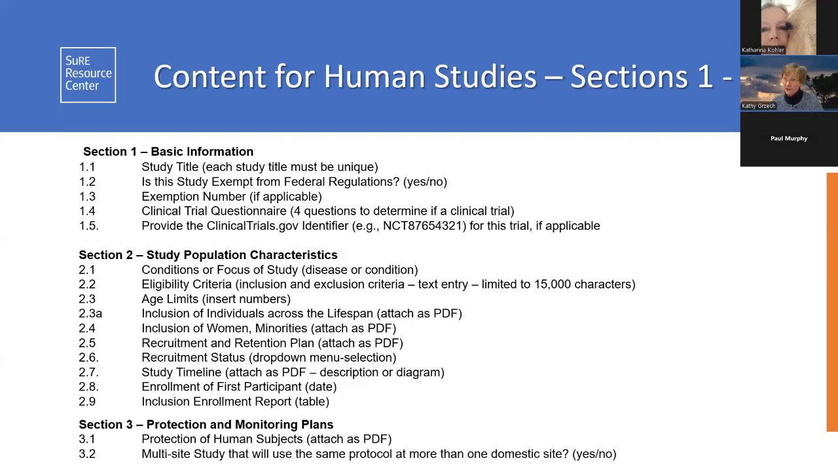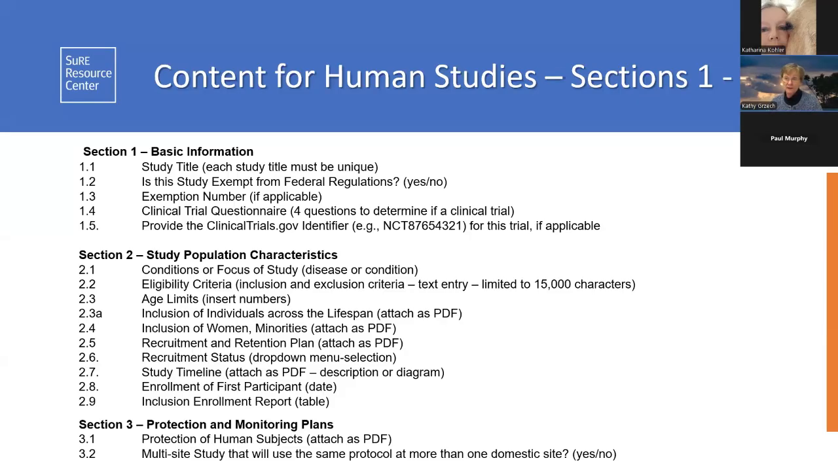And the final question that you answer is: is this a multi-site study that will use the same protocol at more than one domestic site? So for example, if you are collaborating with someone at another university and both of you are doing the same protocol, this is a multi-site study. This is not them doing just one aim of the research at their location and you're doing the rest of it at your location.